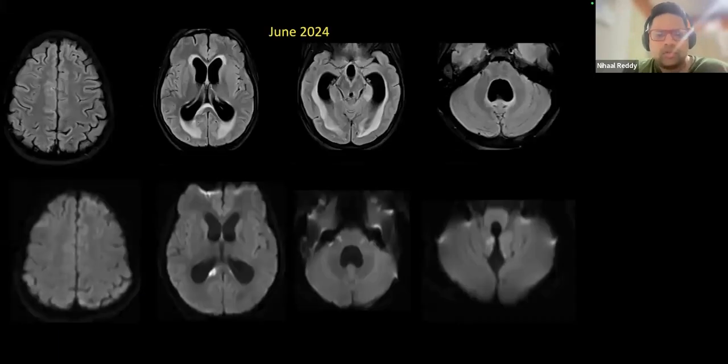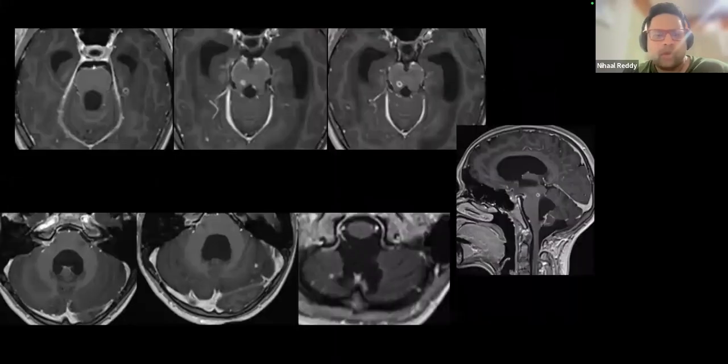And this is the imaging in June 2024. Again, a similar pattern as was seen in the previous study. Some cortical edema is seen in the cingulate cortex, but you can appreciate hydrocephalus with periventricular edema. Some focal areas of restricted diffusion along the posterior aspect of the splenium of the corpus callosum. You can also appreciate the fourth ventricle is also dilated on the axial sequences here.